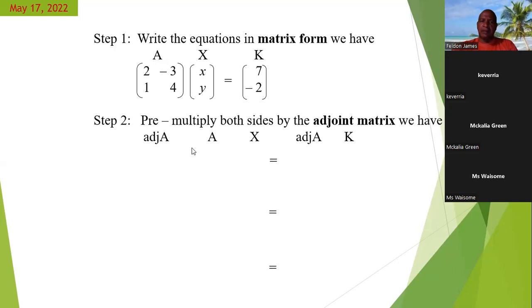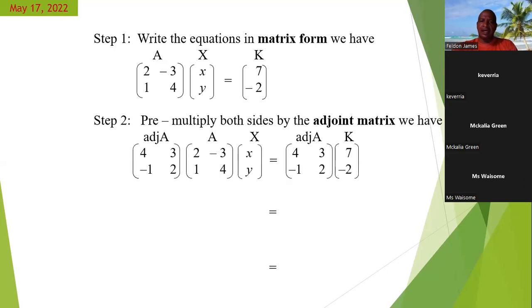So you're going to multiply both sides of your equation by the adjoint. This is what it would look like when you multiply both sides of the equation by the adjoint. Is that clear, guys? So this is our adjoint that we get from A. And to get this, we just interchange the 2 and 4, then change the sign of the 1 and the -3. So this is what we got. So it means that we are going to multiply both sides by the adjoint matrix.